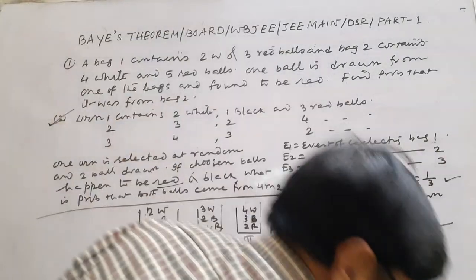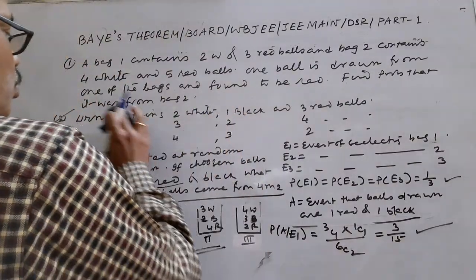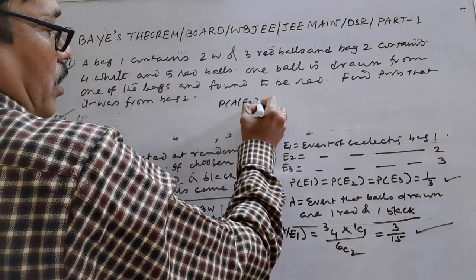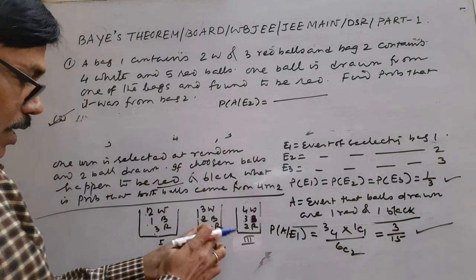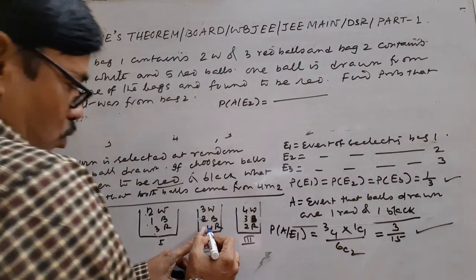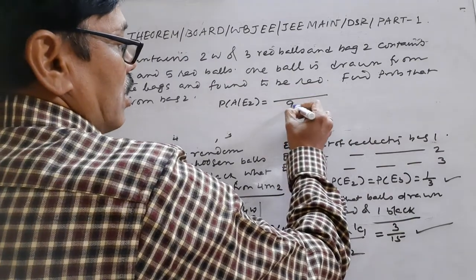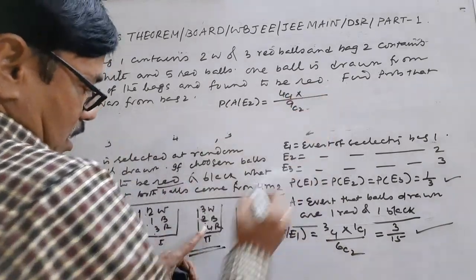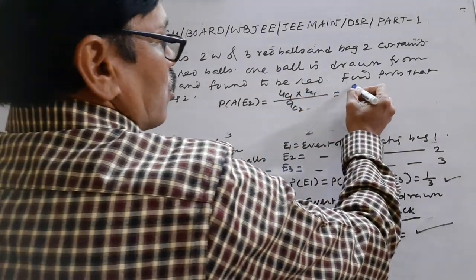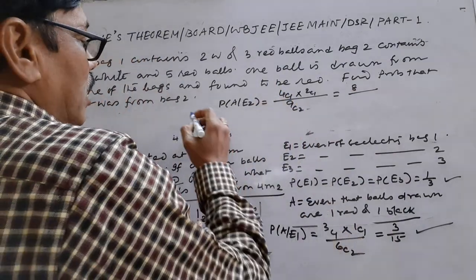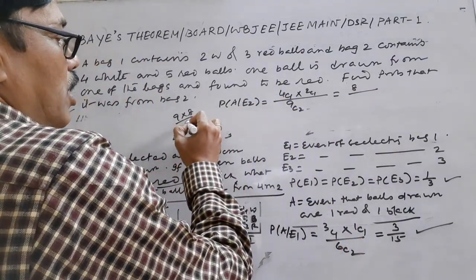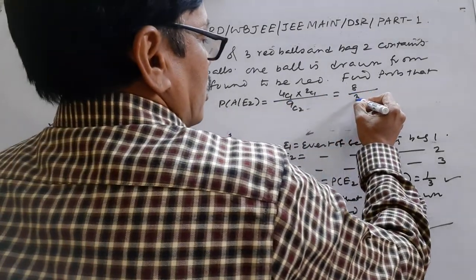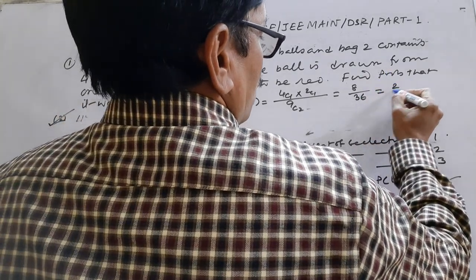Now P(A|E2), we calculate P(A|E2): the probability of drawing 1 red and 1 black from bag 2. So 4, 2, 3, total 9. So this is 9C2, and this is 4C1 for 1 red and 2 black, 2C1. So 4 into 2 is 8, and 9C2 is 9 into 8 by 2, which is 36. So 8 by 36. So this is 2 by 9.